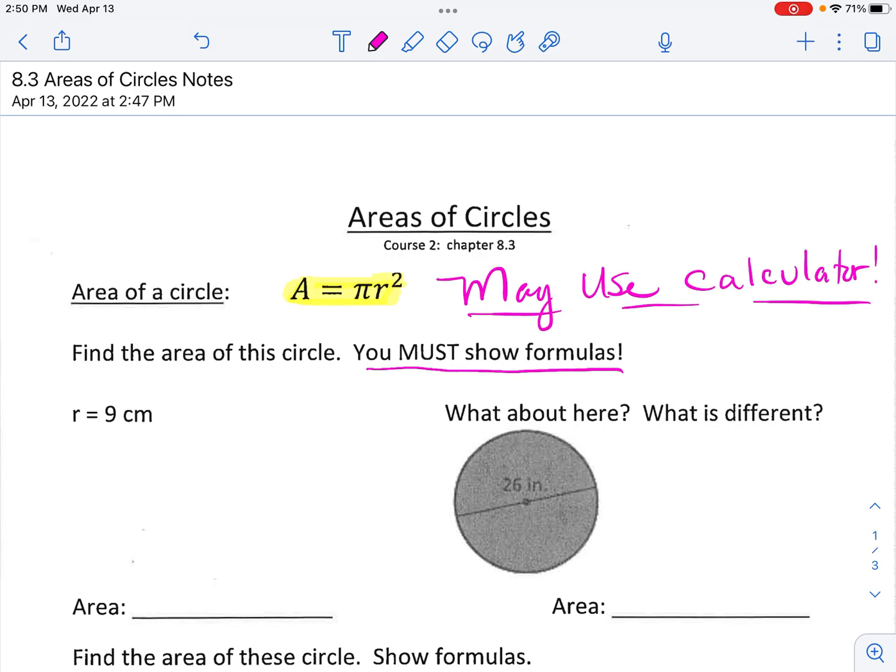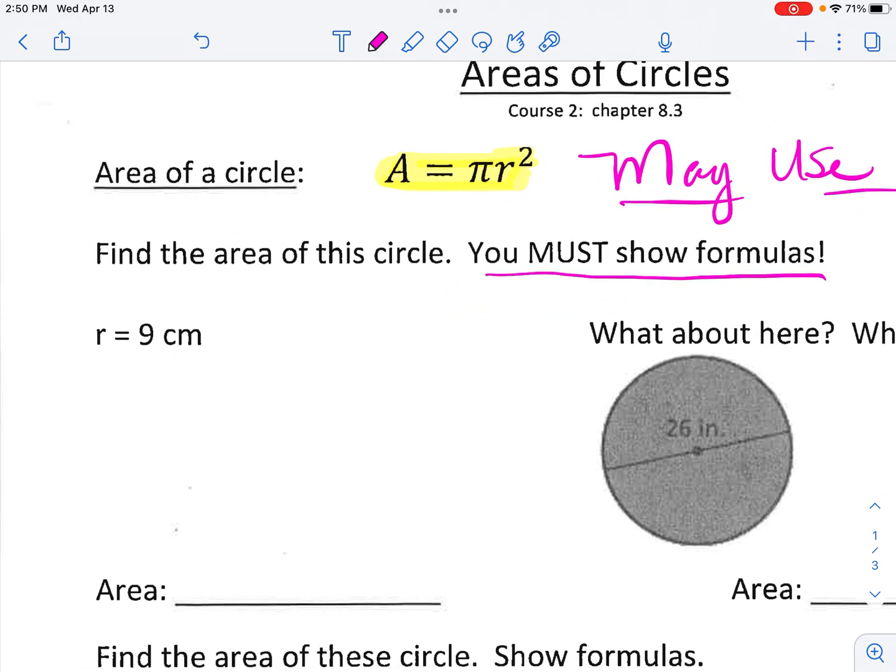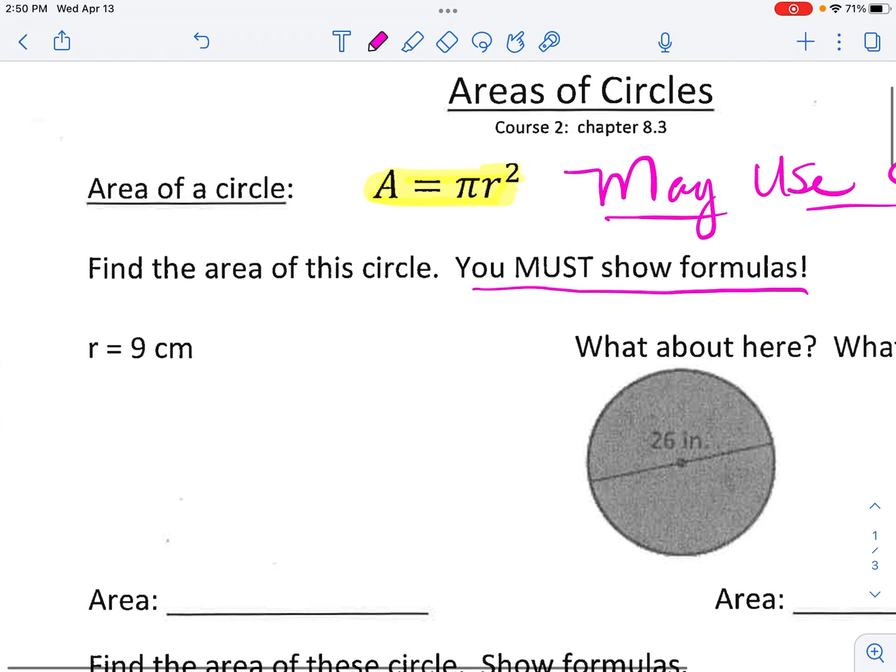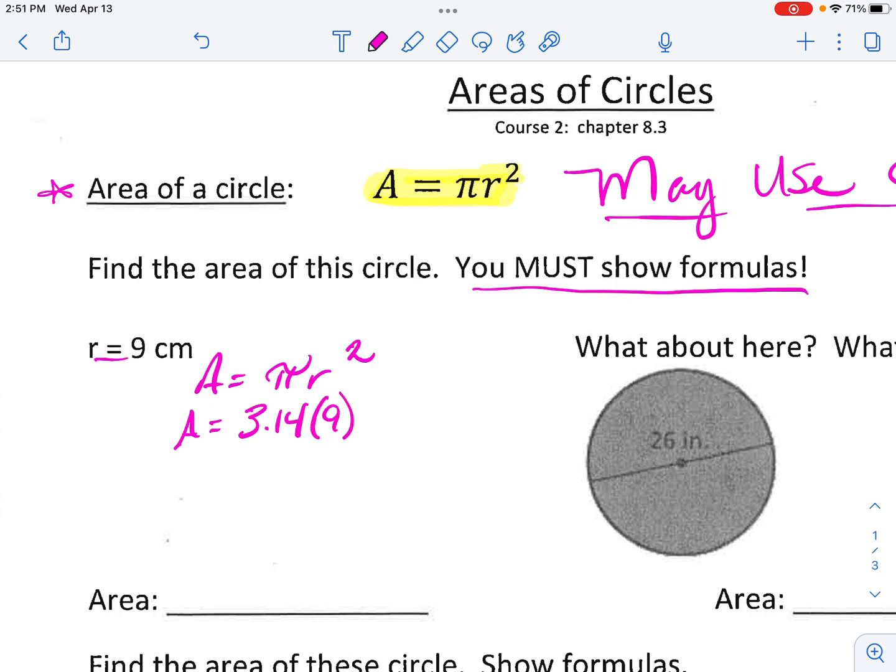final answer, okay? So for this first one on the left, we have a radius of 9 centimeters, and again, we want to find the area. So we're going to start with the formula on line 1. To find the area, we do pi times radius squared. And then we can begin to substitute in. You know that we use 3.14 for pi. It tells us the radius is 9, and we're going to square it.